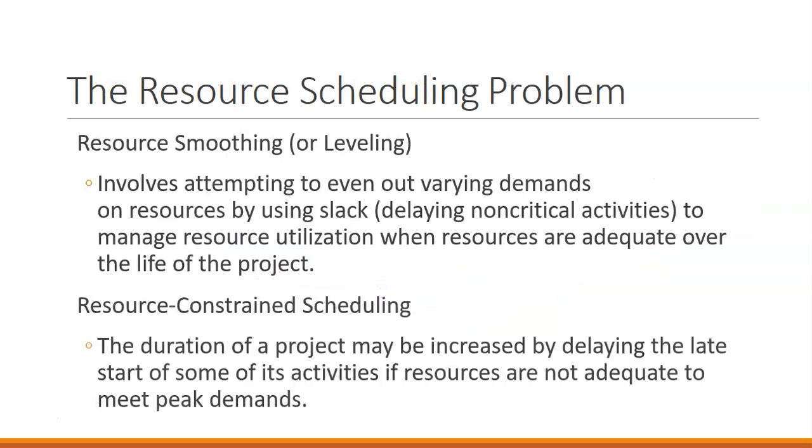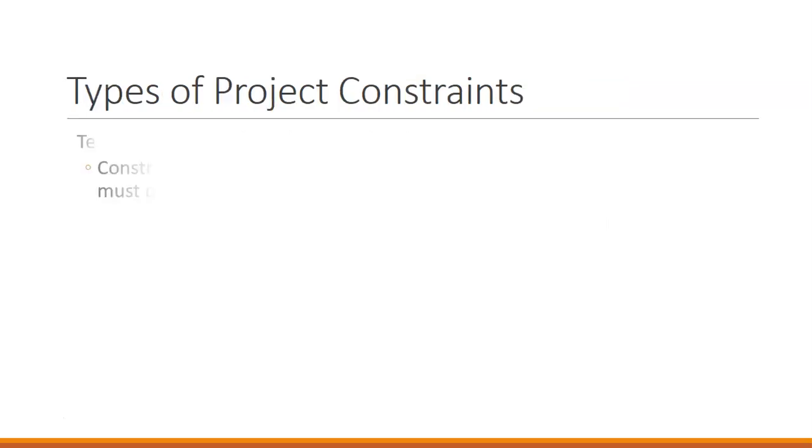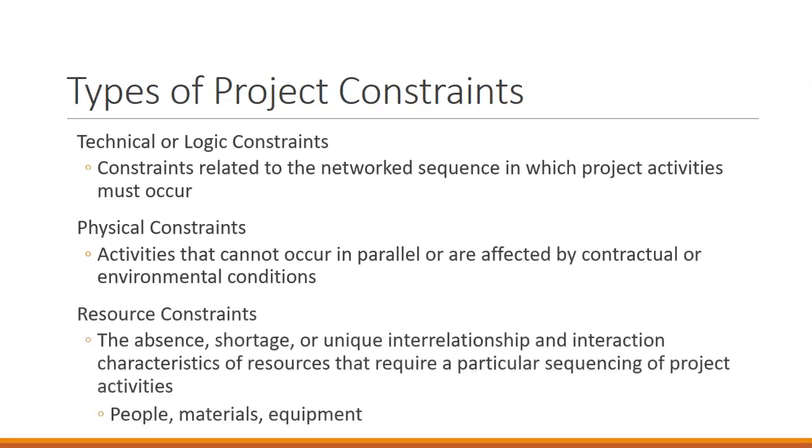We can look at resource smoothing or leveling, which involves evening out varying demands on resources by using those slack periods that we have available to us. Resource constrained scheduling is the fact that we might go over our time because resources are not available, especially if we have several projects running at the same time and those projects need the same resource and we have a limited number available.